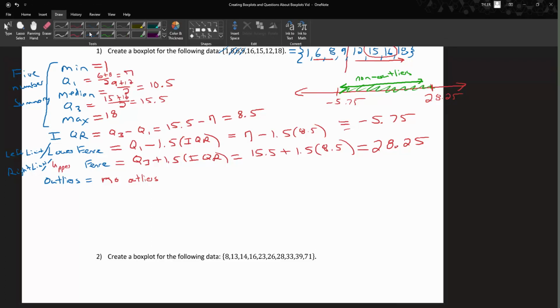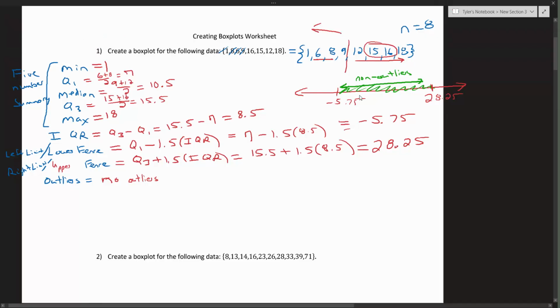Where if I pick a number that's to the left of negative 5.75, or if I have a data value that's to the right of my upper fence 28.25, then these would be outliers. Right, so that's what I meant by these numbers are just kind of like lines in the sand to help us identify what are outliers, right? So in this case, we have no outliers.